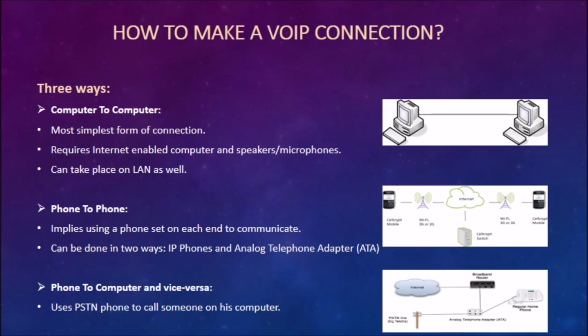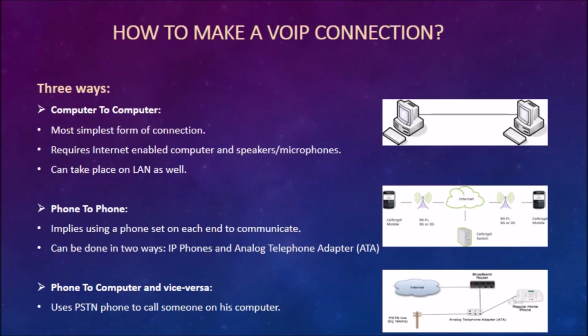So when a phone is connected through IP phones, using IP addresses, it gets connected in the same way. It goes to the router, then to the data centers, and the data centers send the signal to the destination router. But with the analog telephone adapter, this takes place with the help of PSTN. The PSTN will be shown in the later slides. Now the third connection is phone to computer or vice versa. It also uses PSTN phones to call someone on a computer.